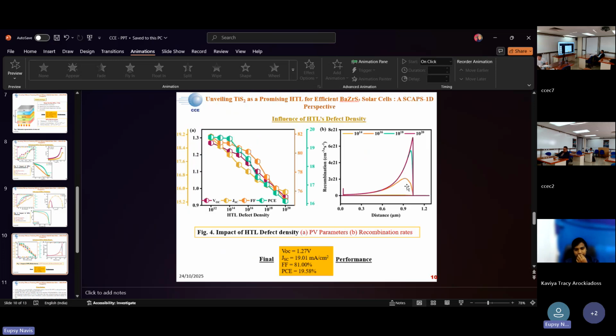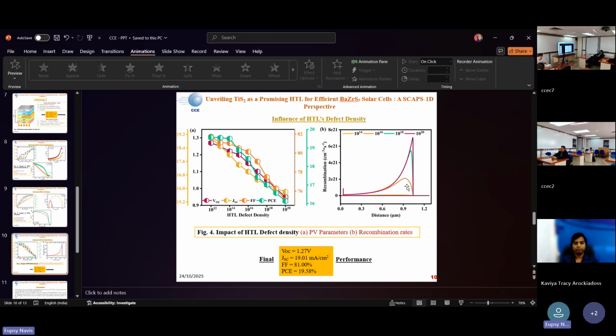And finally, we could see the influence of the HTL's defect density. It is visible that with an increase in defects, there is a decline in the overall performance of the solar cells. This is because with an increase in defects, there will be more recombination centers available. Therefore, it traps the charge carriers and it reflects higher recombination, which can be seen in figure B.